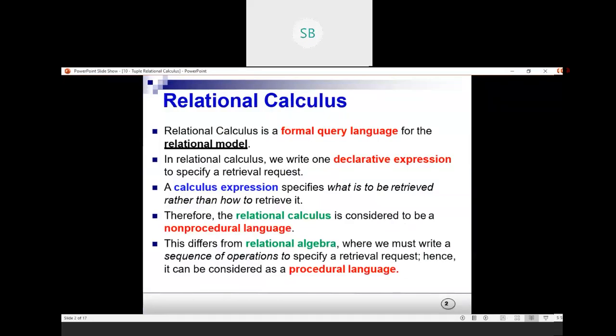So basically, first we studied the relational calculus, which is nothing but a formal query language, part of the relational model. A calculus expression specifies what is to be retrieved rather than how to retrieve it. Relational calculus is again a non-procedural language, and it differs from relational algebra, which we studied in the previous classes.